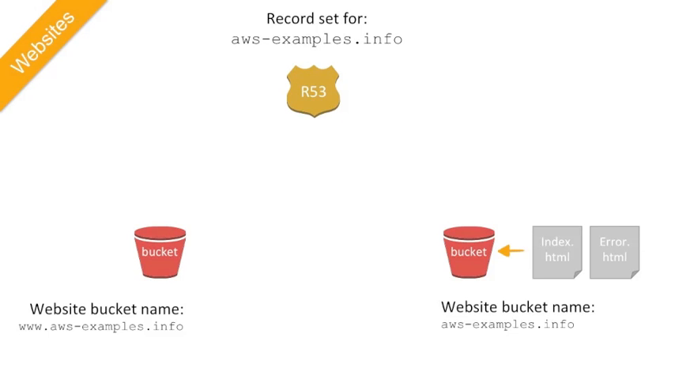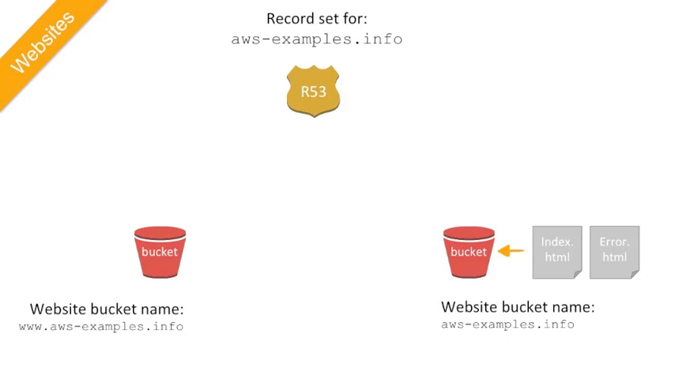So I've got a bucket on the bottom right there called awsexamples.info. That's the name of the bucket I've given it, and it's the bucket I'm going to use to put my index HTML and my error HTML. On the left I create a second bucket, which is www.awsexamples.info, exactly the same but with the www prefix applied.